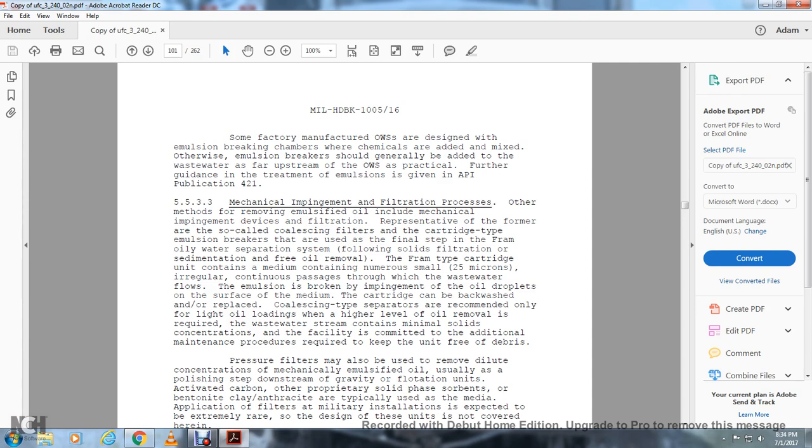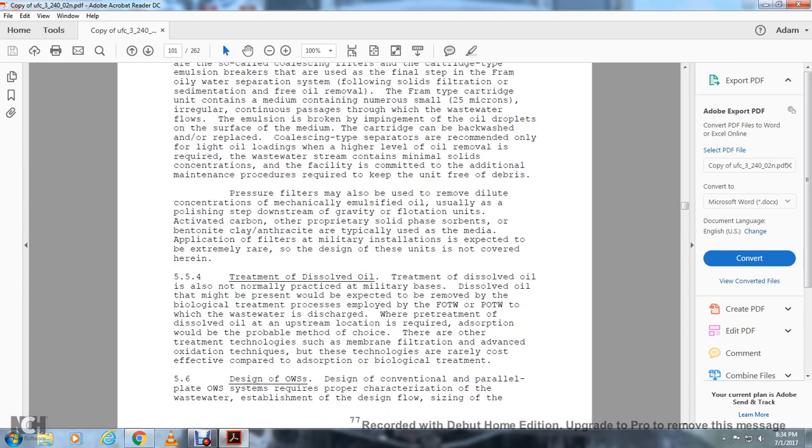If the emulsion is broken by impingement of the oil drops on the surface of the medium of the cartridge, the oil is replaced by backwash. The coalescing type of separator is recommended only with light oil loadings. When a higher level of oil removal is required, the wastewater stream should contain minimal solids concentration. Facilities must commit to the additional maintenance procedures required to keep the unit free of debris.